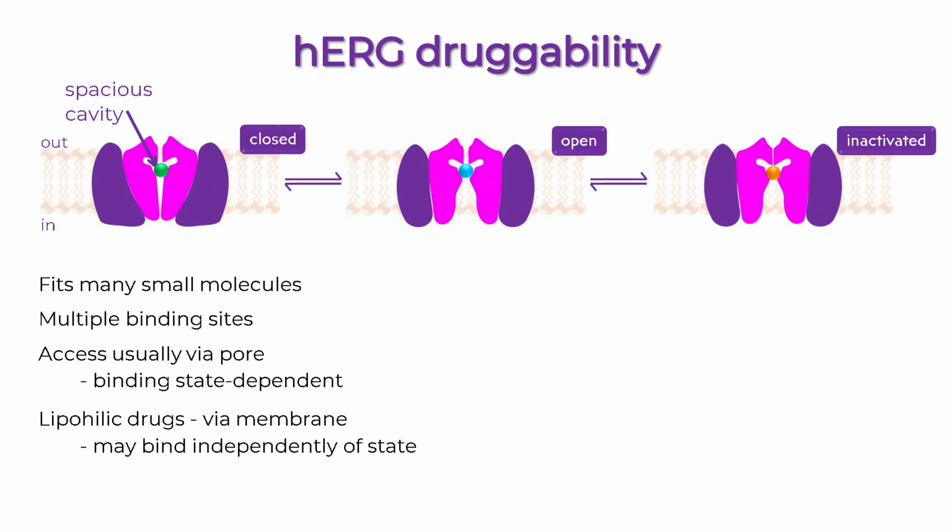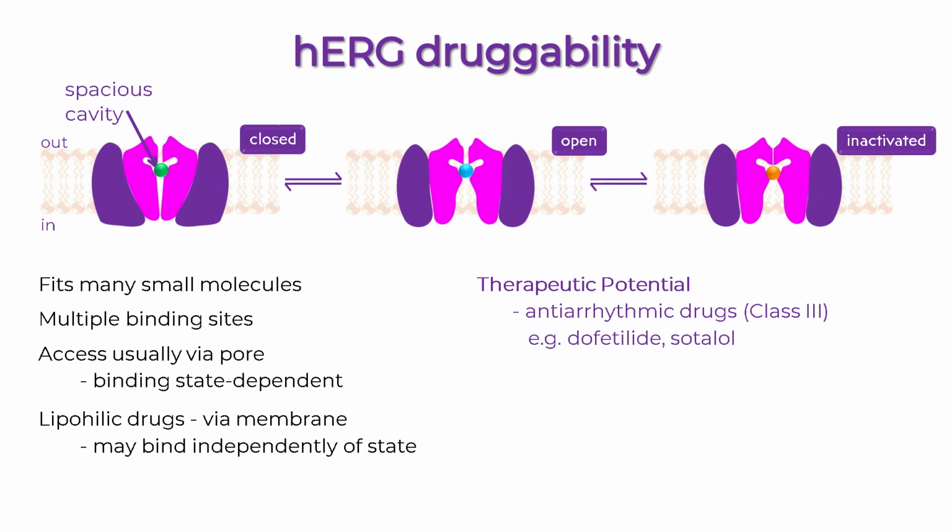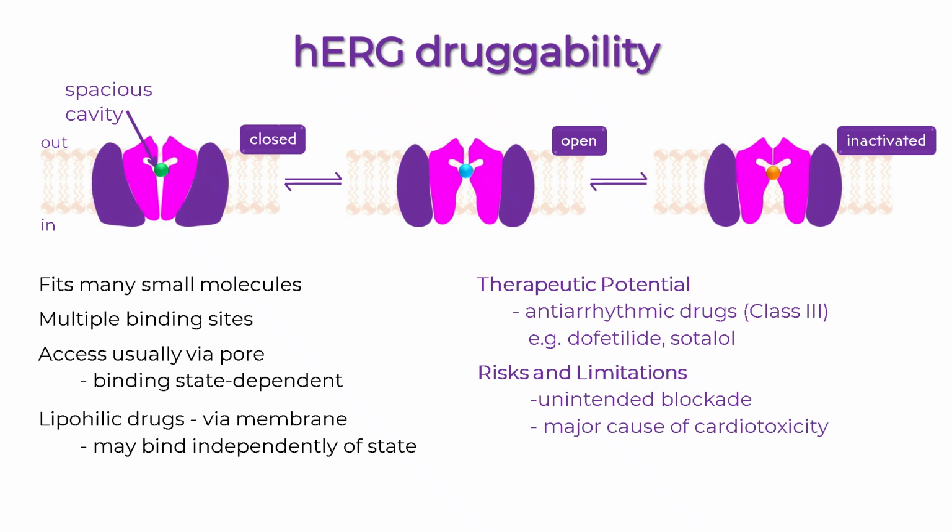In theory, hERG blockers can be used as class 3 antiarrhythmic drugs to prolong the action potential and repolarization in ventricular myocytes. Examples include dofetilide and sotalol. Unfortunately, the promiscuity of hERG binding means that many unrelated drugs, including certain antibiotics, antipsychotics and antihistamines, can block the channel unintentionally, leading to cardiotoxicity. Because of this, hERG testing is now a mandatory step in drug development. All new small molecules are screened for hERG blockade before entering clinical trials.